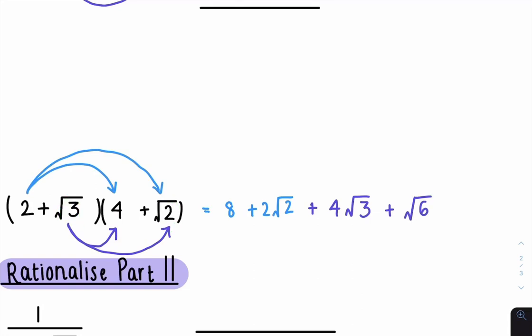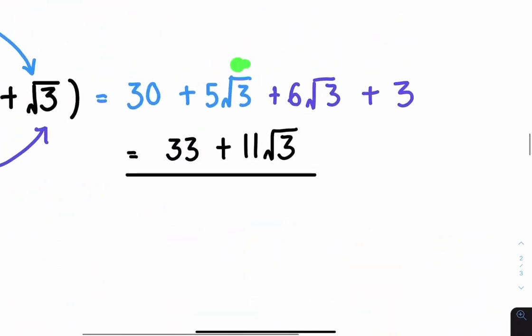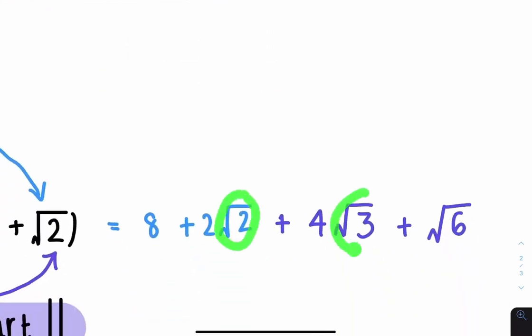And you now actually can't simplify any of these terms. Before, we had 2 root 3's, right? So we just added the coefficients. But here, all of the surds are different. Therefore, we can't simplify them. And again, the 8 will be left on its own because there's no other whole number to add it with. So this would actually be your final answer.